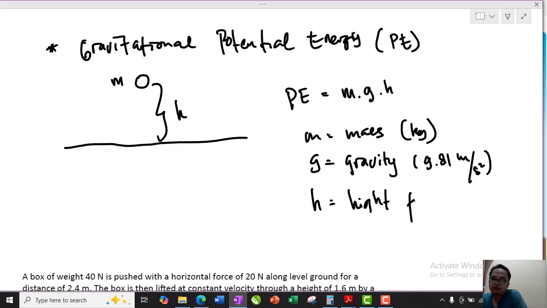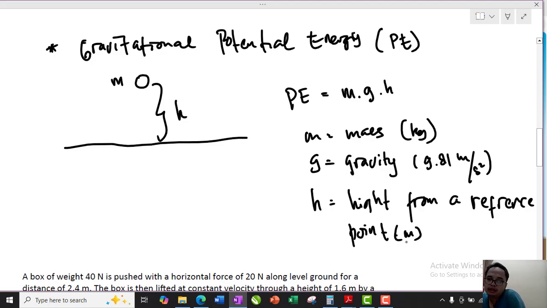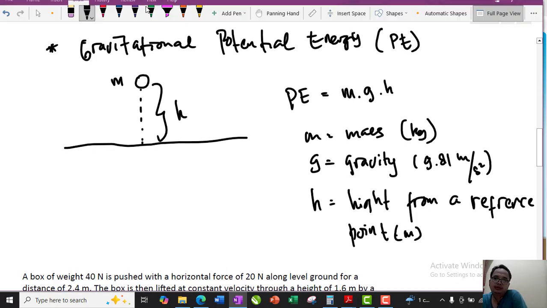from the reference point. So the unit is meter. In this case, I put the ground as the reference point, so the height will be h. But you can place another point as a reference. It's up to you.